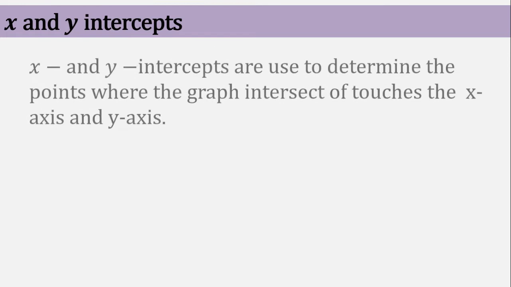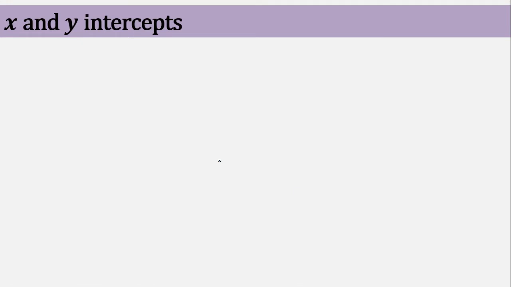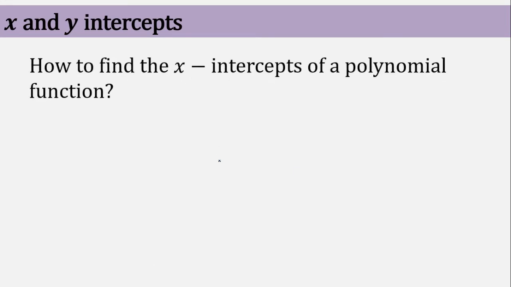Another illustration is this. As you can see this graph, it has one y-intercept. This is the y-intercept. And these two are what we call the x-intercepts. So these are the values of x when y is 0. Okay? So the problem is how to find that. How to find the x-intercept of the polynomial function.